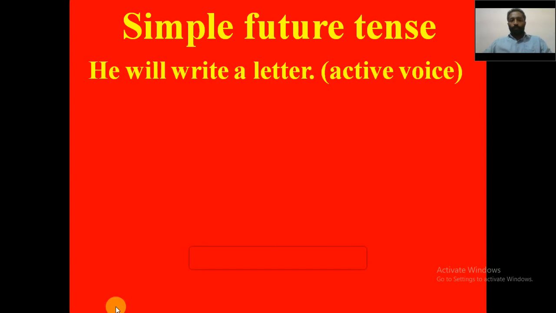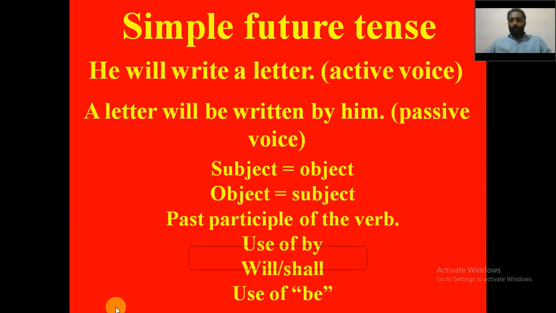For example, he will write a letter, that is in active voice. A letter will be written by him, that is in passive voice. So what are the changes? First one, the subject of the active voice will become the object in the passive voice. He becomes him. Object of the active voice will become the subject of the passive voice. A letter, which is the object in active voice, has become subject in the passive voice.